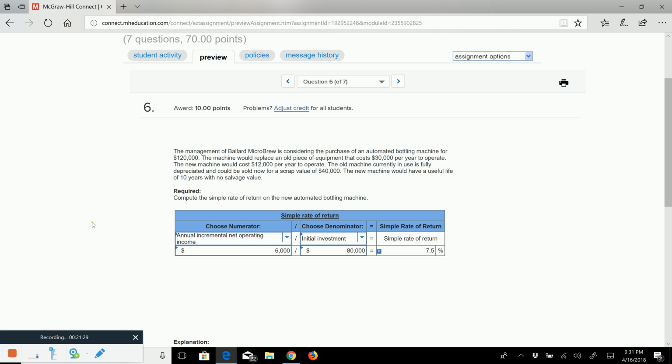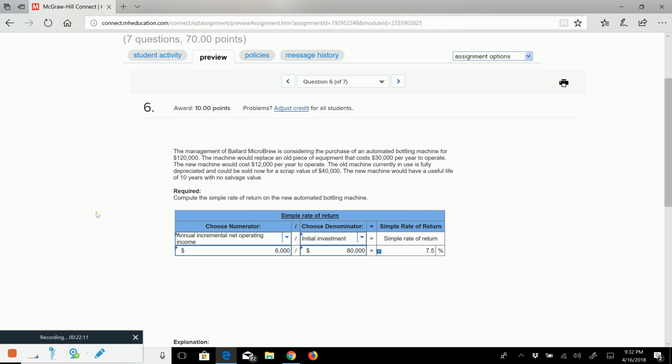Okay, another homework question. We have a company. They are considering the purchase of an automated bottling machine for $120,000. The machine would replace an old piece of equipment that costs $30,000 a year to operate. The new machine would cost $12,000 a year to operate. So you see that? We're actually saving $18,000 a year if we replace the old machine with the new machine. The old machine currently in use is fully depreciated and could be sold now for a scrap value of $40,000. The new machine would have a useful life of 10 years with no salvage value.